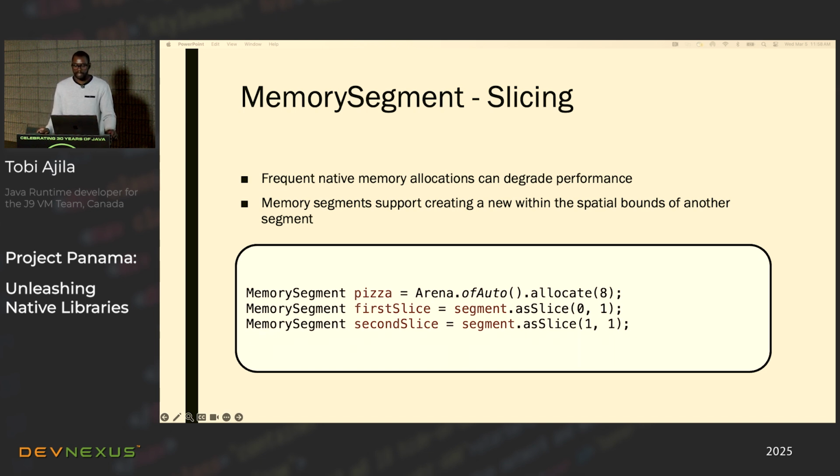Most GCs in the JVM will use thread local allocation buffers. Essentially, this is a practice where you acquire a large chunk of memory and assign it to a thread, and then you sub-allocate out of that thread so that there's no contention when you're allocating memory. So with memory segments, you can do something similar. You can allocate a large segment and then sub-allocate from that segment. And so if you need to do frequent memory allocation, this reduces the overheads.